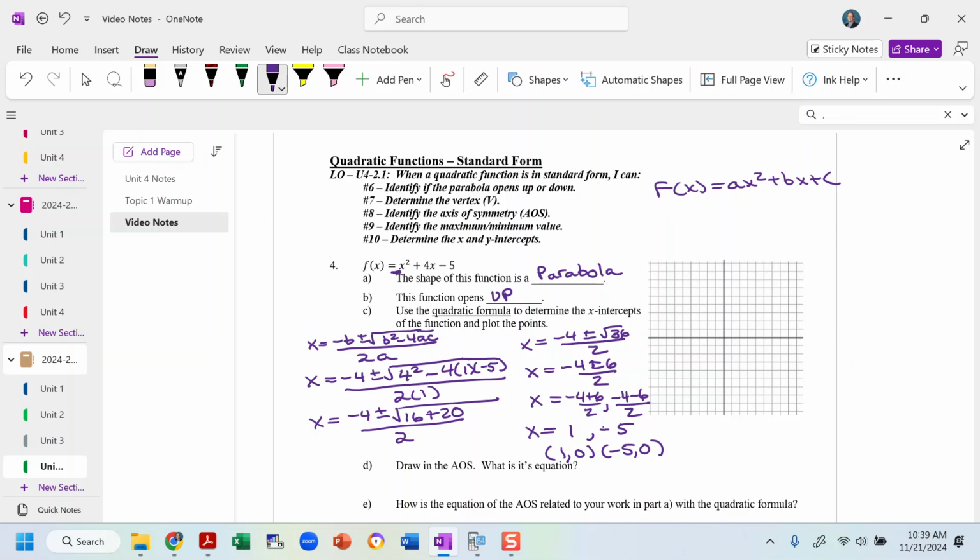All right, so if we plot the intercepts, it's at 1, 0 and negative 5, 0. So draw the axis of symmetry. Well, remember the axis of symmetry has to be between these two in the middle. So if you count 1, 2, 3, 1, 2, 3. So the middle here would be at 2. So the axis of symmetry has to be at x equals 2.